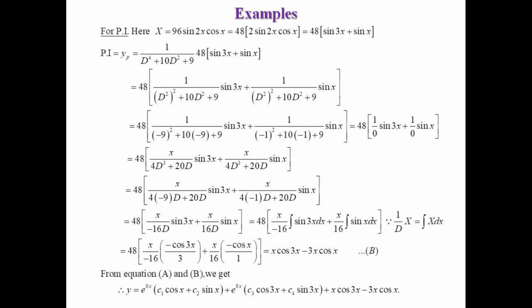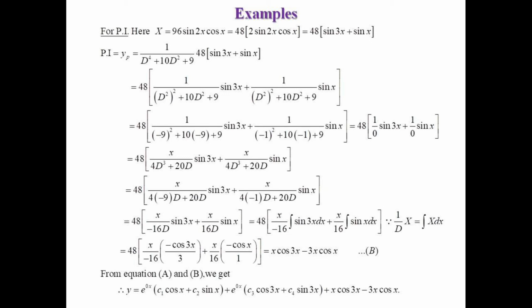After simple calculation, we get the final answer for the particular integral as x cos 3x minus 3x cos x. So this is the value of the particular integral. After combining the complementary function and the particular integral, we get the final solution as e raised to 0x (c1 cos x plus c2 sin x) plus e raised to 0x (c3 cos 3x plus c4 sin 3x) plus x cos 3x minus 3x cos x.